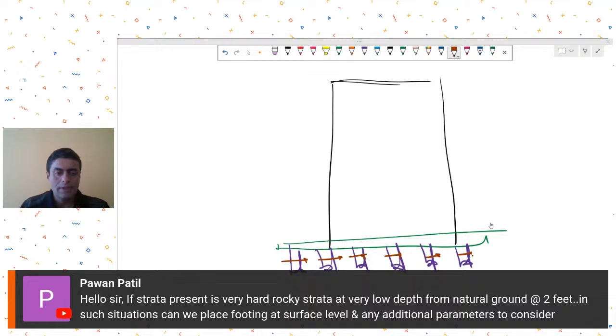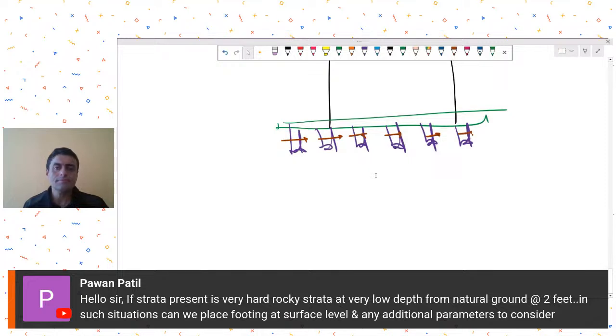Then Mr. Pavan Patil is asking, if the strata present is very hard, rocky strata at very low depth from natural ground, at 2 feet, in such situations can we place the footing at surface level? Any additional parameter to consider? There is this code, I am forgetting the name, which tells you about the minimum embedment depth. So you may have to follow that.